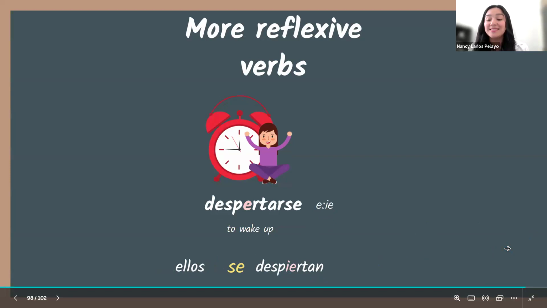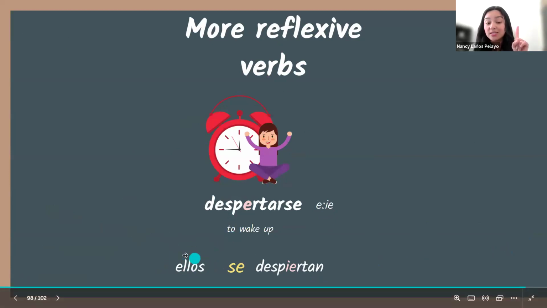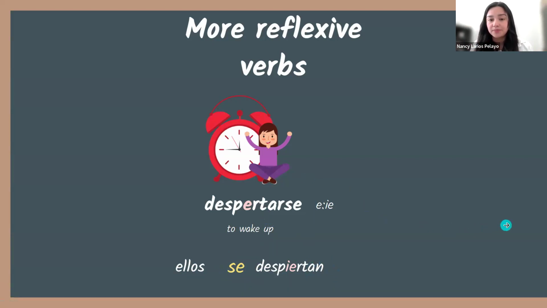Y ellos se despiertan. So what you want to know is who your subject is, in order to use the correct reflexive pronoun. And then you want to know how it is that we're conjugating and if there's a stem change. So make sure that you are looking for those three things, okay, when you are using the reflexive verbs.